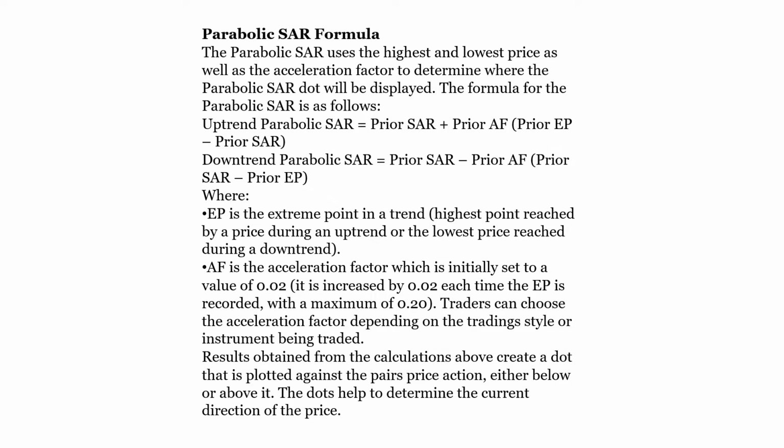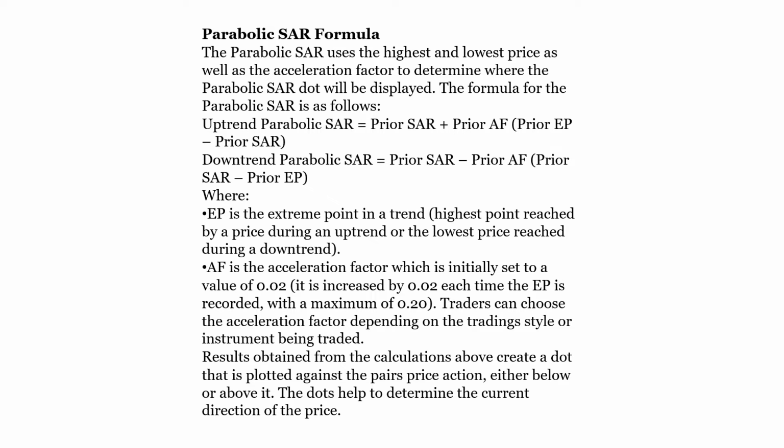The parabolic SAR uses the highest and lowest price as well as the acceleration factor to determine where the parabolic SAR dot will be placed. The formula for the parabolic SAR is as follows. Uptrend parabolic SAR is equal to the prior SAR plus the prior acceleration factor, or AF, times the prior extreme point minus the prior SAR.